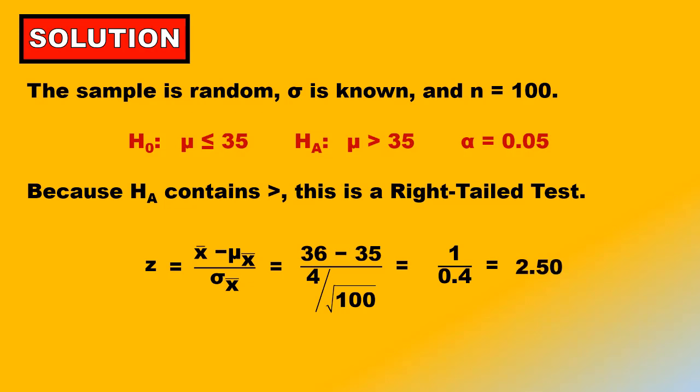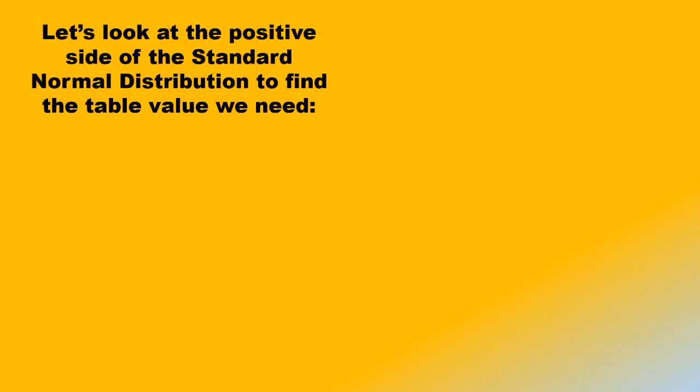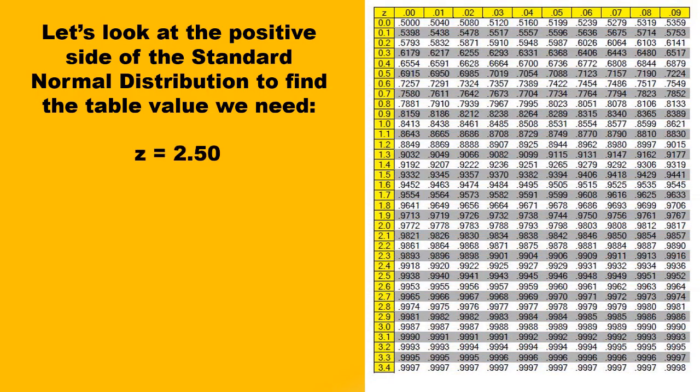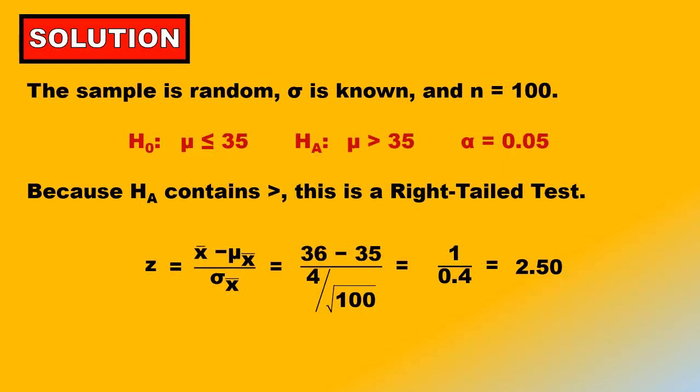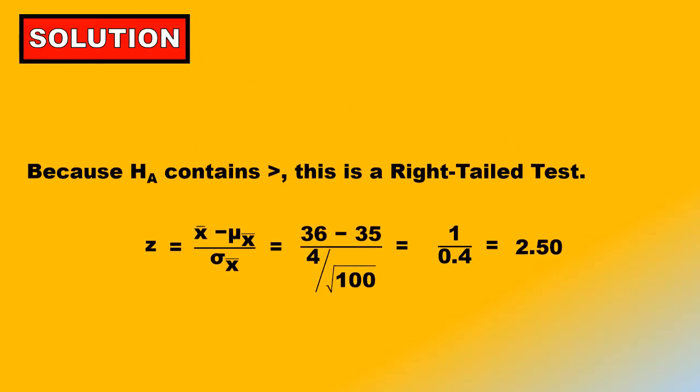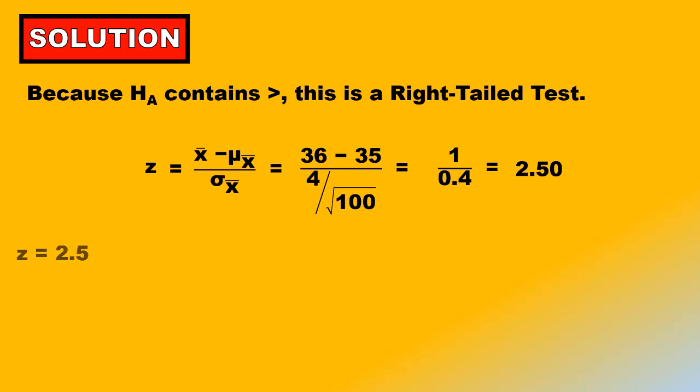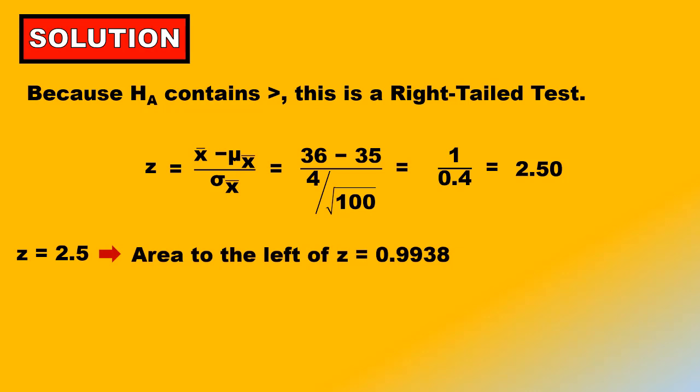Once we know the z-score value, we can turn to the standard normal distribution table. So let's do that. We need the positive side of the standard normal distribution table, and we're looking for the z-score equal to 2.50. So when we find the z-score of 2.50, what's the table value? Well, it's 0.9938. So let's go back, get rid of that stuff, slide this up to give ourselves a little bit more room. So we just said that when z is 2.5, that the area to the left is 0.9938.